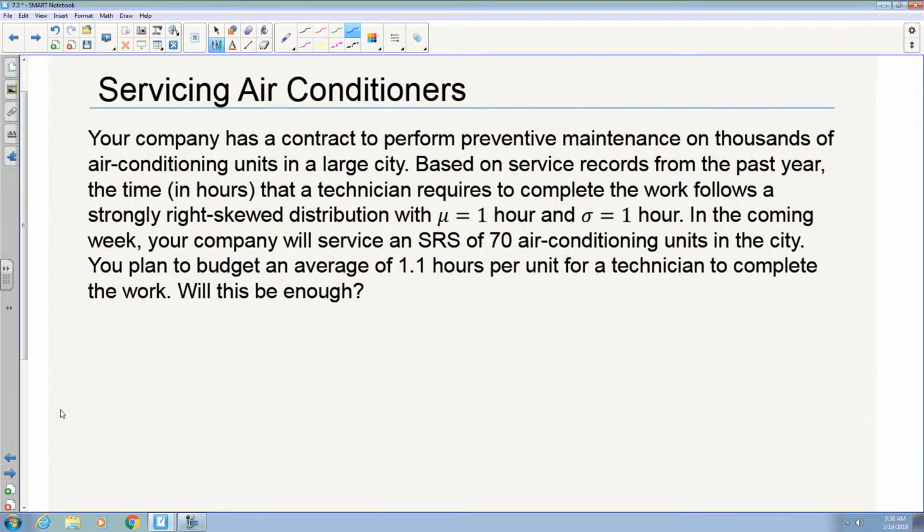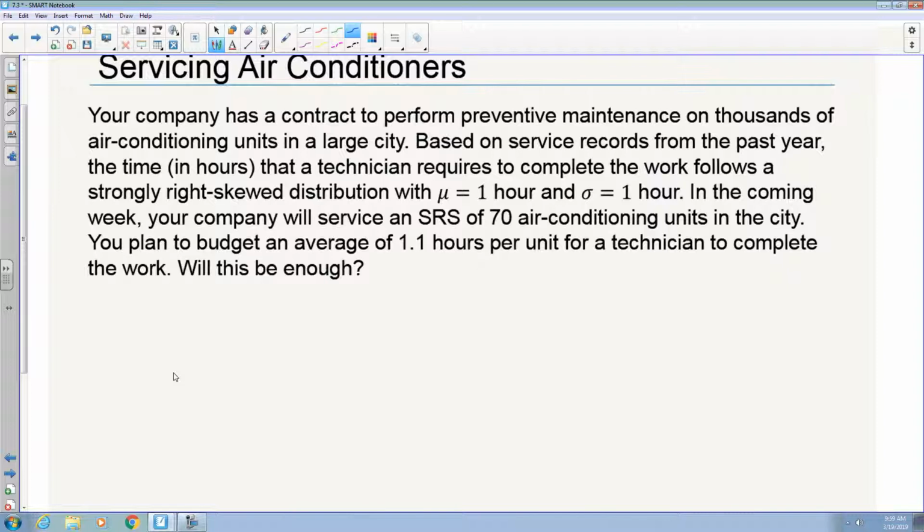So let's do one question about that. Your company has a contract to perform preventative maintenance on thousands of air conditioning units in a large city. Based on service records from the past year, the time that a technician requires to complete the work follows a strongly right-skewed distribution, where the mean is 1 hour and the standard deviation is an hour as well. In the coming week, your company will service a simple random sample of 70 air conditioning units in the city. You plan to budget for an average of 1.1 hours per unit. So that's the average, that's the important information.